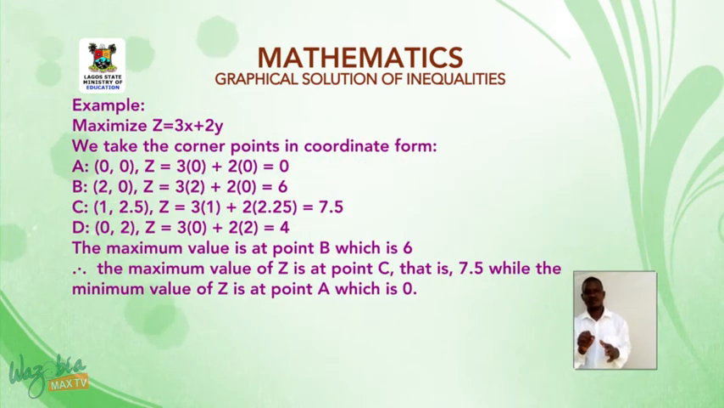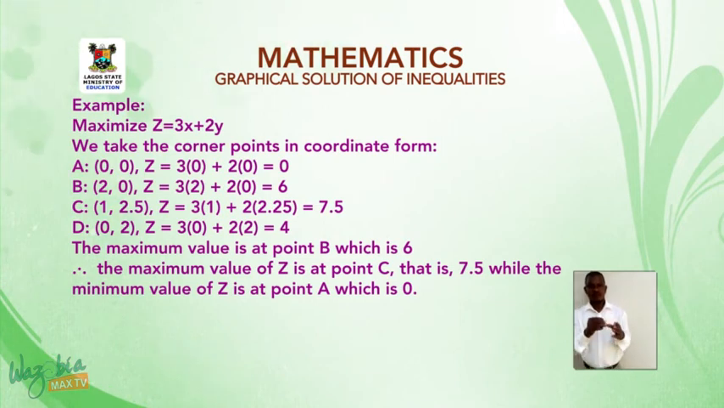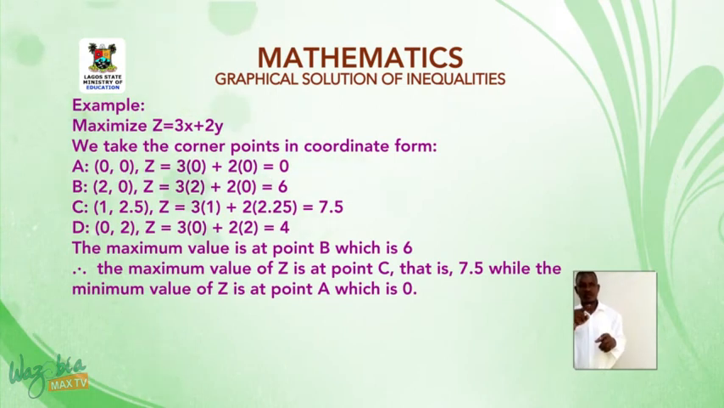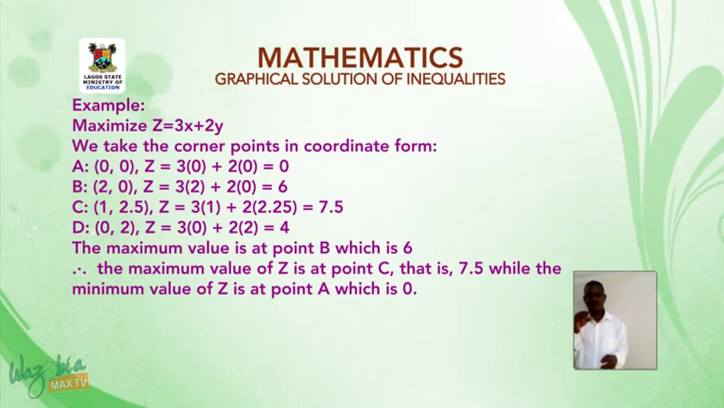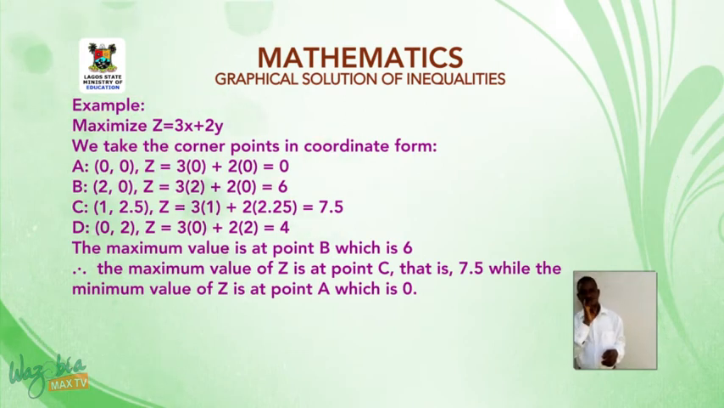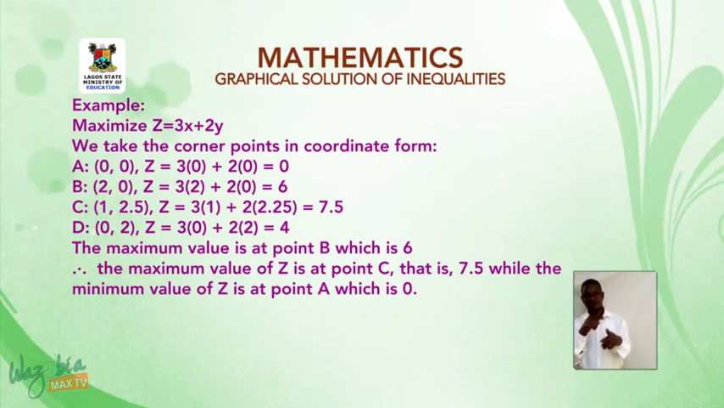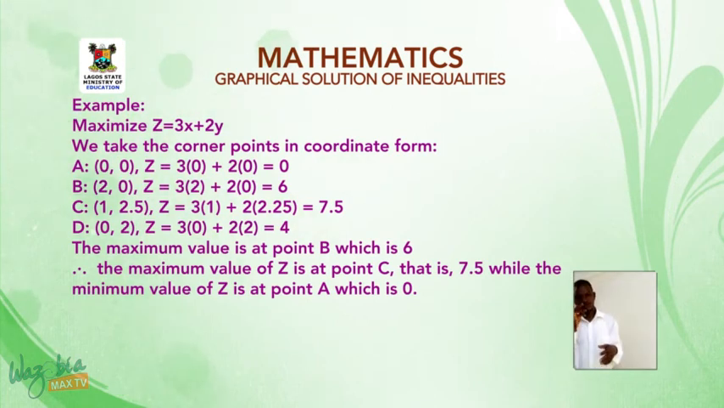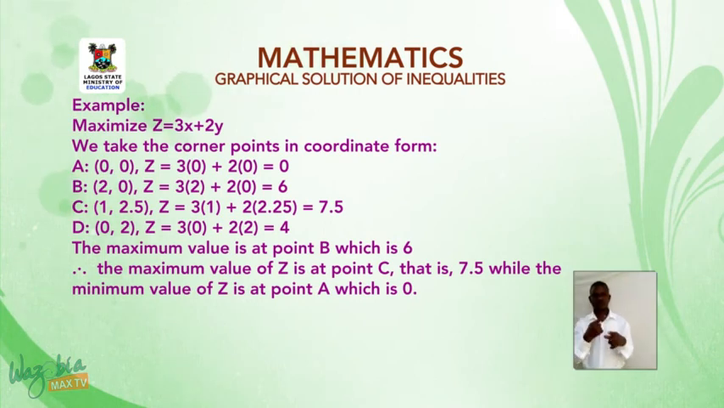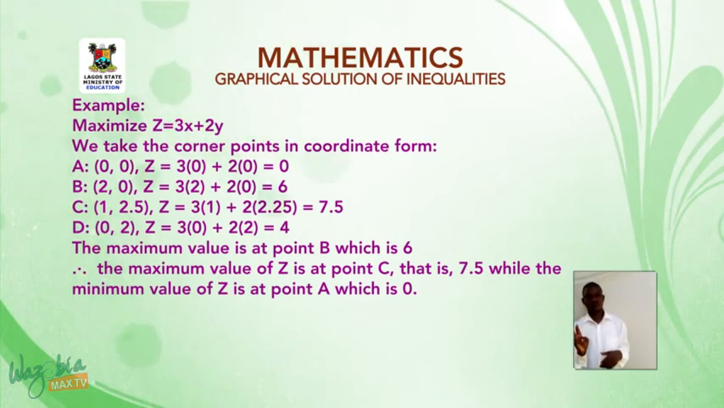Example, maximize z is equal to 3x plus 2y. We take the corner points in coordinate form. A, (0, 0). Therefore, z is equal to 3 into 0 plus 2 into 0. That gives us 0. B, (2, 0) is the coordinate. Therefore, z is equal to 3 into 2 plus 2 into 0, which gives us 6.